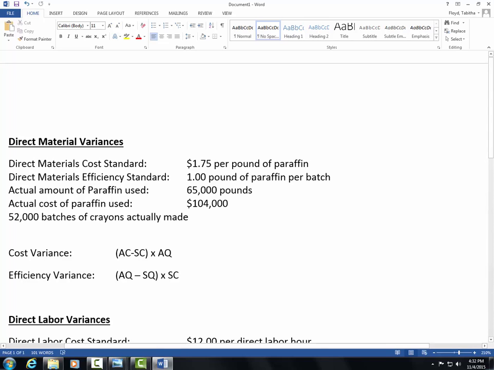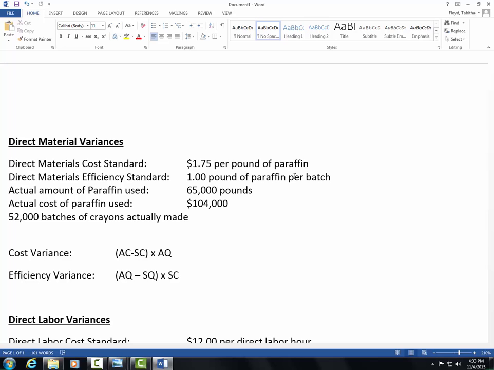This example comes straight out of your textbook on page 1234. Our direct materials cost standard is $1.75 per pound of wax. Direct material efficiency standard is 1 pound of wax per batch. So it should take us 1 pound of paraffin to make a batch of crayons, and it should cost $1.75 per pound of wax. Those are our standards.